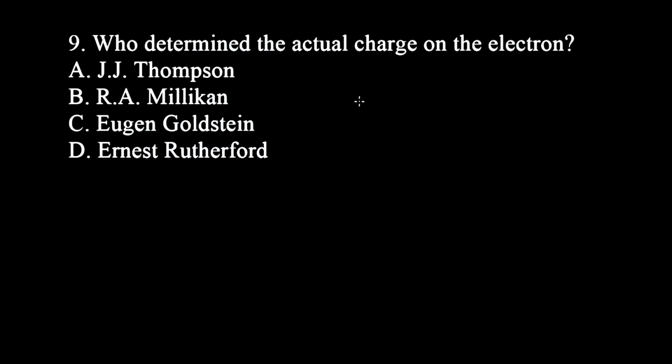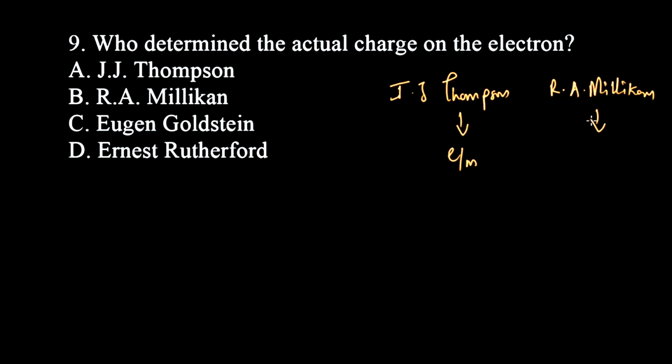All right, so looking at this question, who determined the actual mass of electrons? Okay, so the charge to mass ratio was determined by J.J. Thomson. So he discovered the charge to mass ratio, but Robert A. Millikan determined the charge on an electron. Charge on electron. So the answer is this.